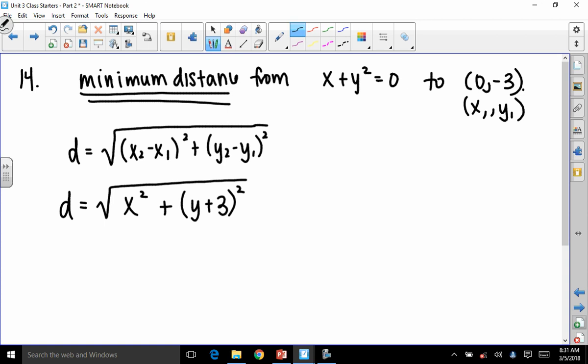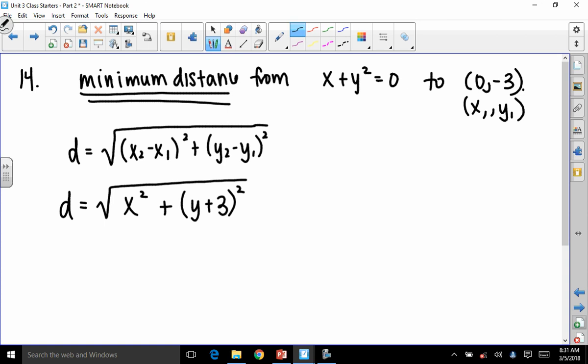But what else were we given? What's true about our other point? It's on this parabola, right? Okay? So could I either solve this for x or solve this for y, and then life would be pretty easy from there? Yeah, what's the easiest thing to get by itself here?